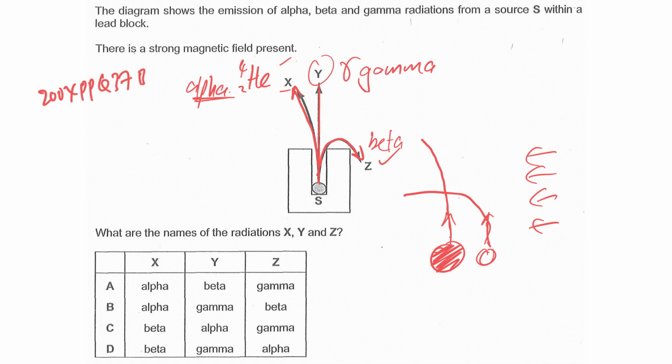Alright, so that's how you know Z will be your beta, and Y, as mentioned, is your gamma, and X will be your alpha. So the answer is B.